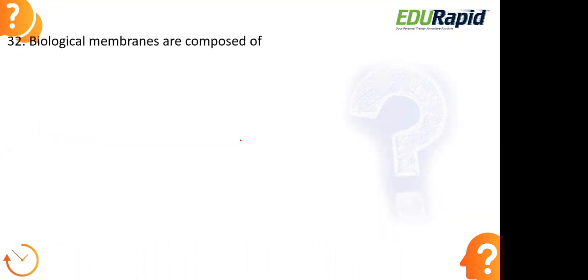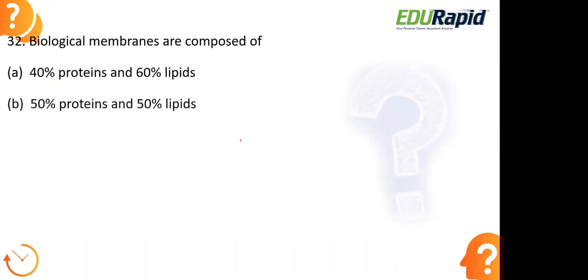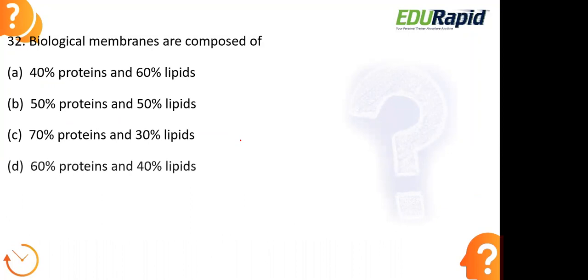Next question. Biological membranes are composed of: 40% protein and 60% lipids, 50% proteins and 50% lipids, 70% proteins and 30% lipids, or 60% proteins and 40% lipids.